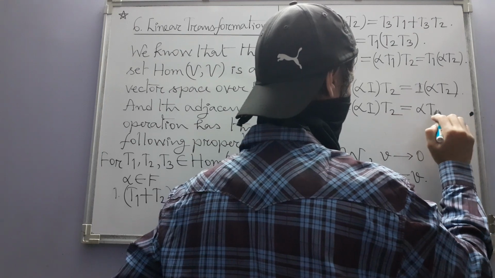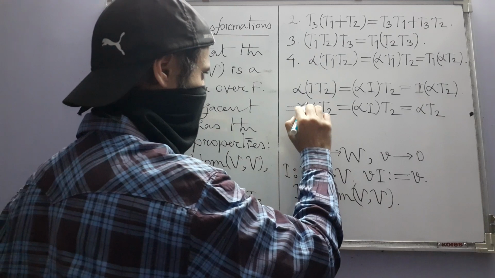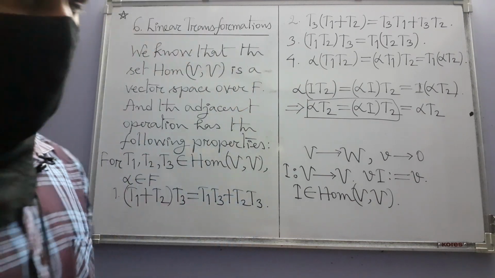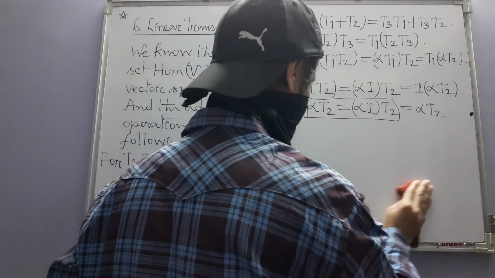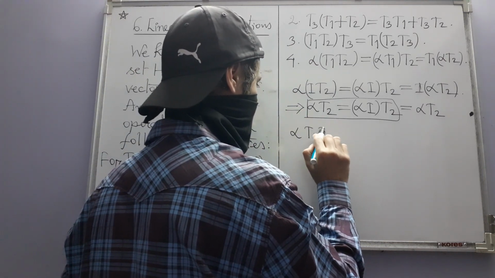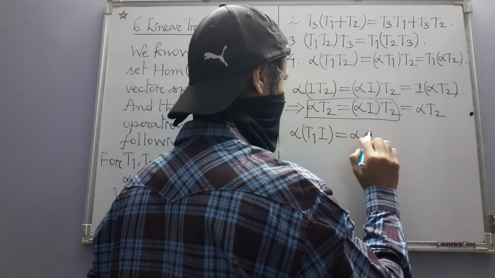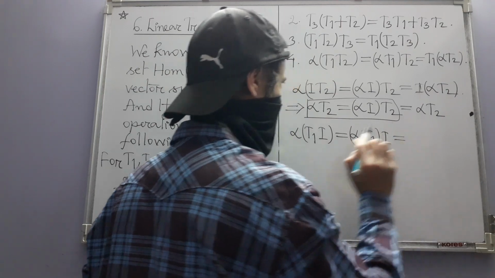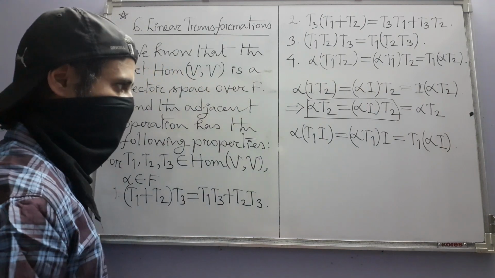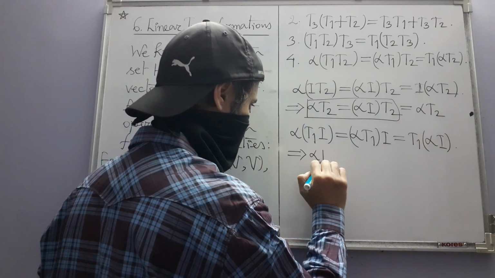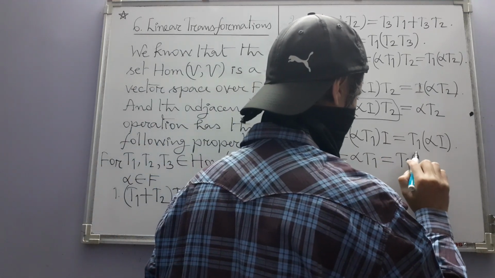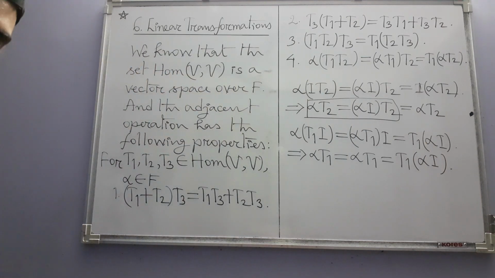And this of course is just simply alpha T2. So we are not getting anything new from this part, but this is something we see. On the other hand, if you take I in place of T2, then what is it that you get? You then similarly get this one will be alpha T1, this one also will be alpha T1. However, this one is T1 times alpha I. Okay.